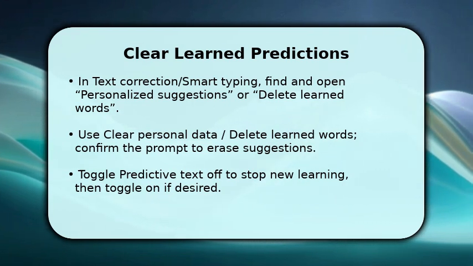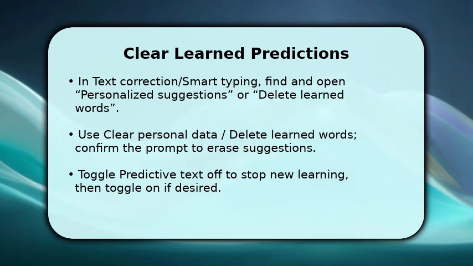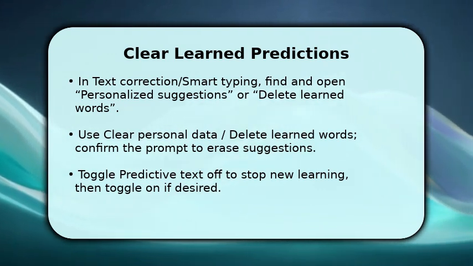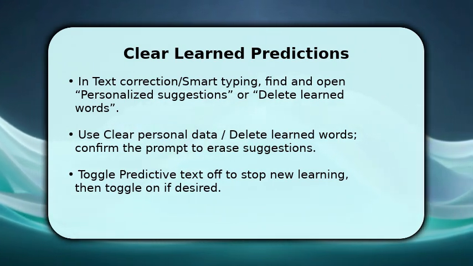If you want to stop fresh learning, disable predictive text immediately after clearing. Make sure to toggle predictive text back on only if you want new suggestions generated from now on. Otherwise, leave it off to prevent relearning.